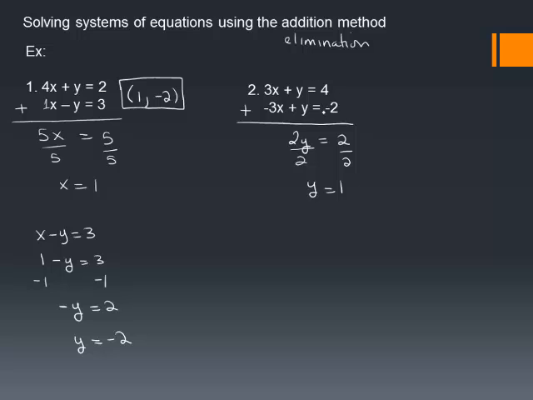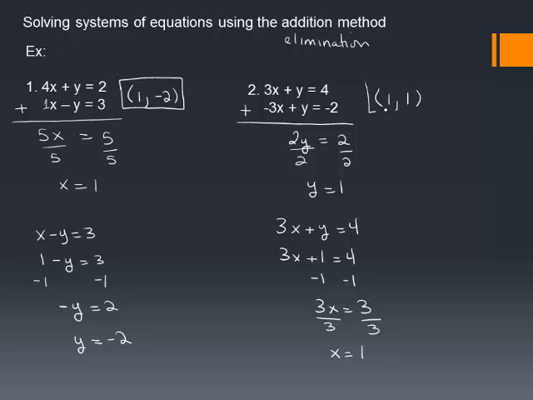I then plug that into one of these two equations up top. I'm just going to use the top one here. 3x plus y is equal to 4. Plug in the 1 for y. Subtract 1 from both sides, and I get 3x is equal to 3. Divide by 3, and I get that x is equal to 1. So my solution to this system is the point 1, 1. This is the point where those graphs would cross.